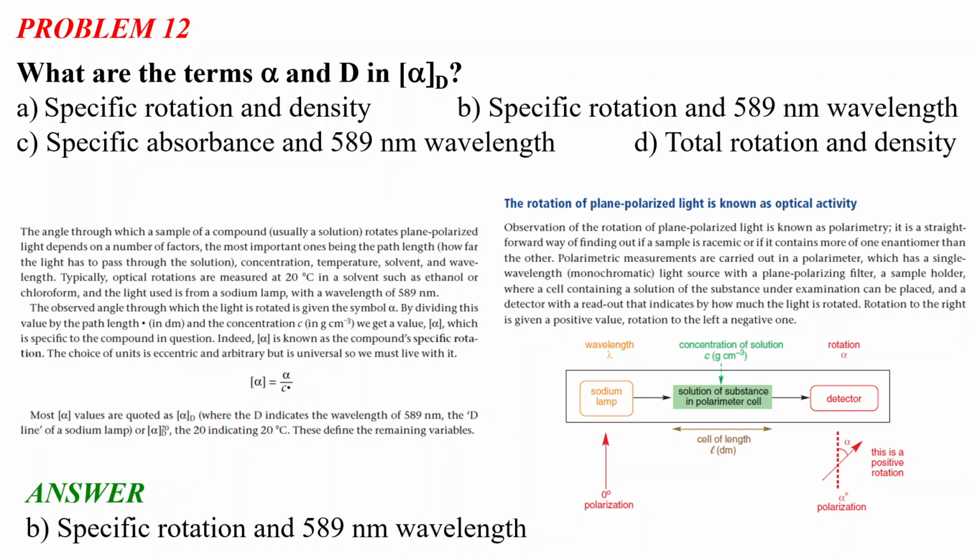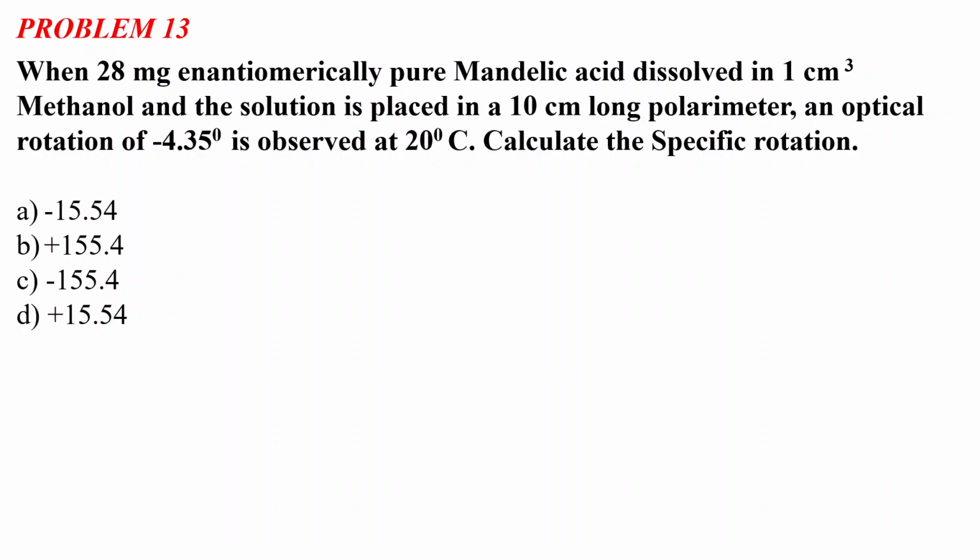Try to use the formula we saw on the last slide, which is specific rotation equal to alpha divided by l times c, and you have to take care of the units also: the concentration in gram per cc and the cell length L in decimeter. Try to do this math and tell me what should be the answer. Anyway, I will solve it for you also, but first you try to do it yourself.